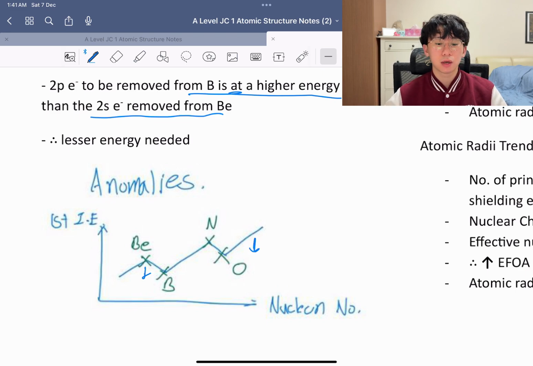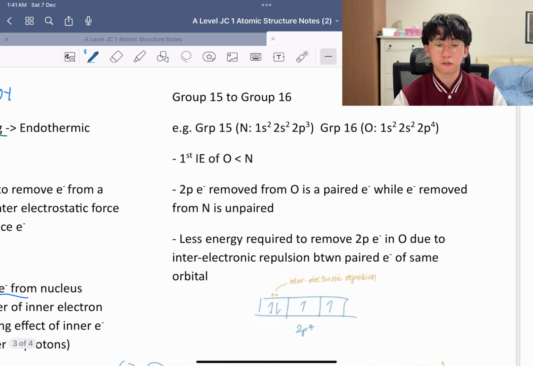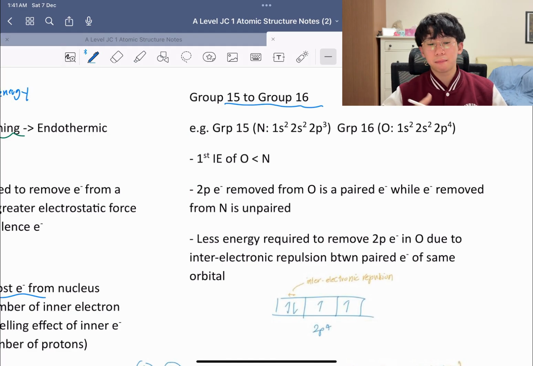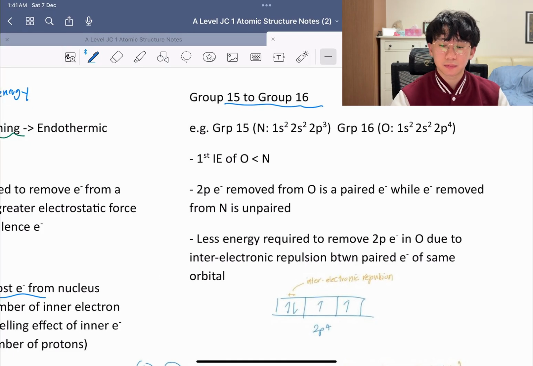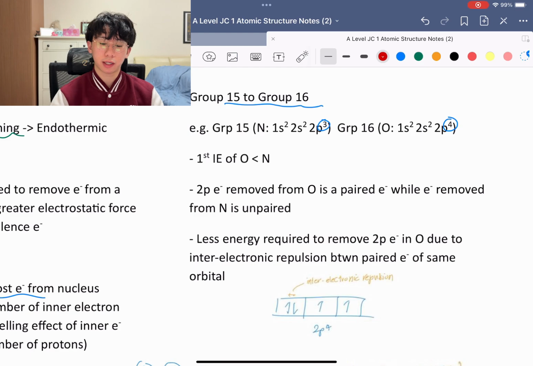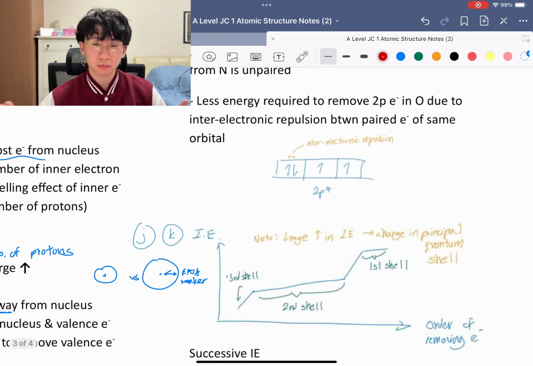looking at the first. And then you can also see that there's a dip between nitrogen and oxygen. So from group 15 to 16, there's also a dip, because when I go from group 15 to 16, you can see that 16 is a 2p4 versus 15 is a 2p3. And this matters because if you look at the diagram over here, it's easier to remove an electron when it's paired versus when it's not paired.